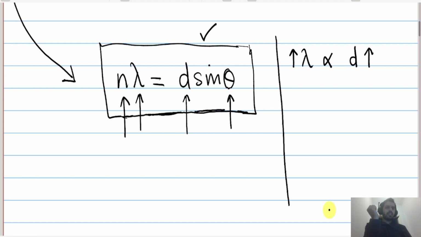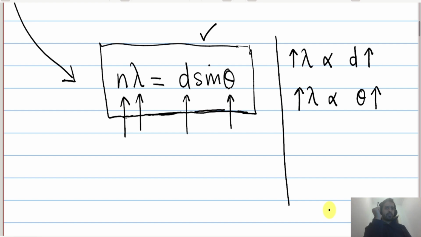Second question, how is angle theta related to lambda? And again, the answer is lambda is directly related to theta, which means if I increase lambda, theta will also increase. And they are linearly related, which means if I double lambda, theta will also increase 2 times. If I increase lambda 4 times, theta will also increase 4 times.